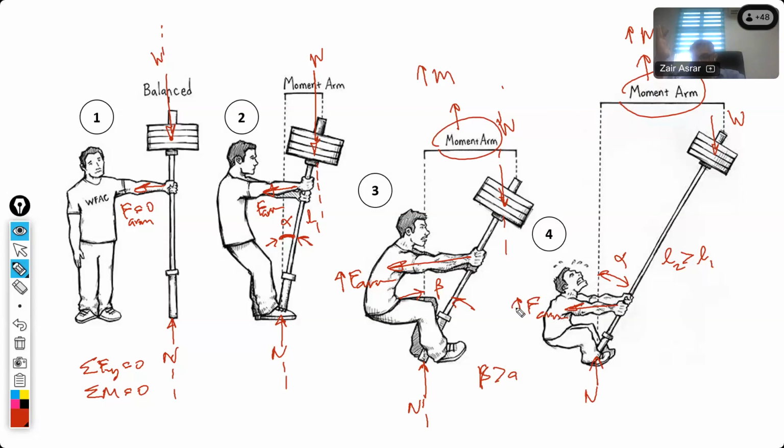It is because we want to counter a bigger moment, due to a bigger moment arm.